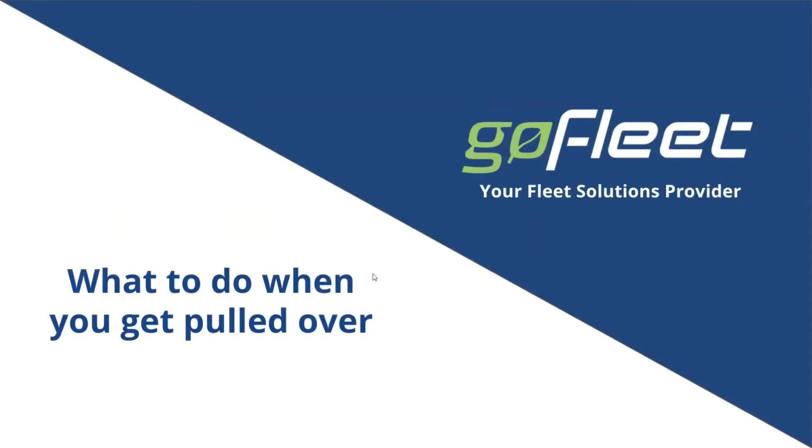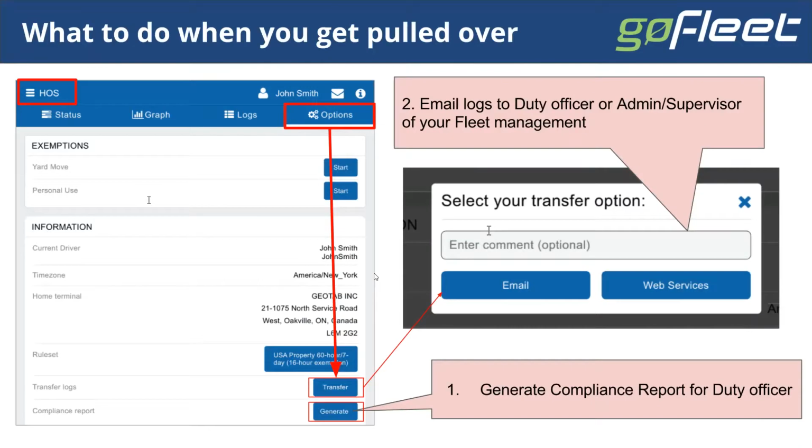So what do you do when you get pulled over? When you get pulled over, you'll want to generate the compliance report for the officer. So you click on here, generate the compliance report for the officer. Or you can also transfer logs directly to the officer simply by hitting transfer. You'd put in the email address, and that would directly transfer the logs to the officer. And you can put anyone's email address here as well. Just keep that in mind. Again, under HOS options, transfer or generate.